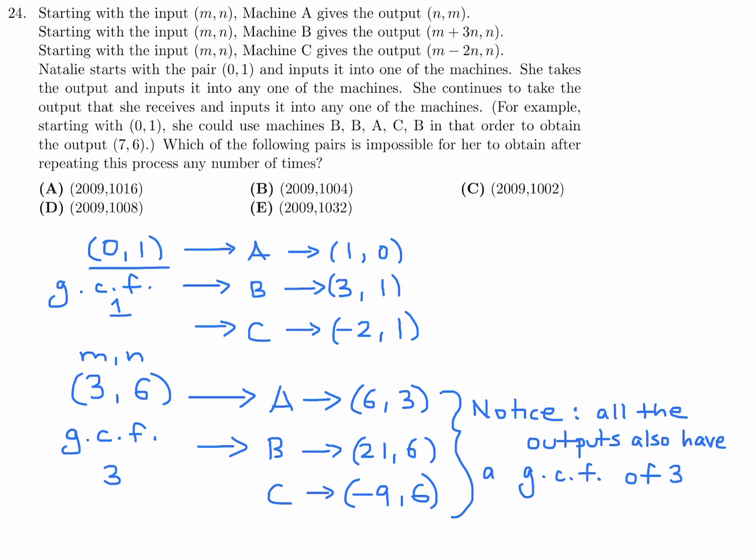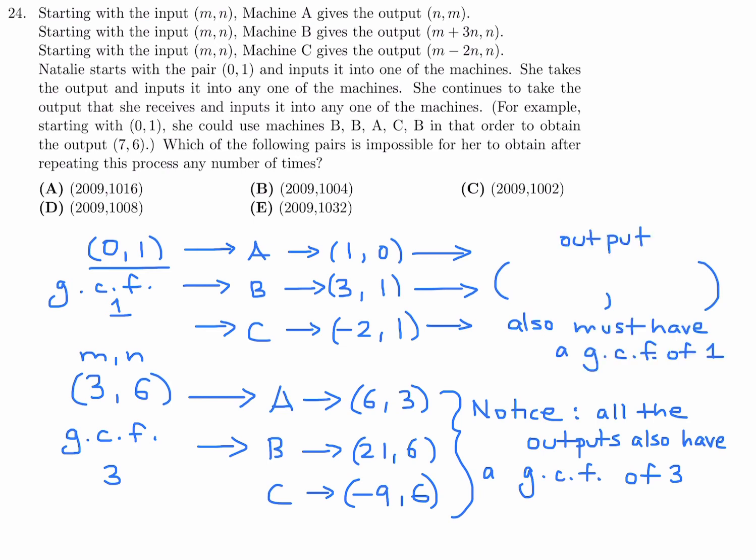What we are asked to do is eventually come up with one of these pairs. That means that anything you come up with will also have to have a GCF of 1. It doesn't matter what order or how many times you do it, at the very end whatever you come up with must also have a GCF of 1. So then we look at the answer choices. Which one of these has a GCF of 1?